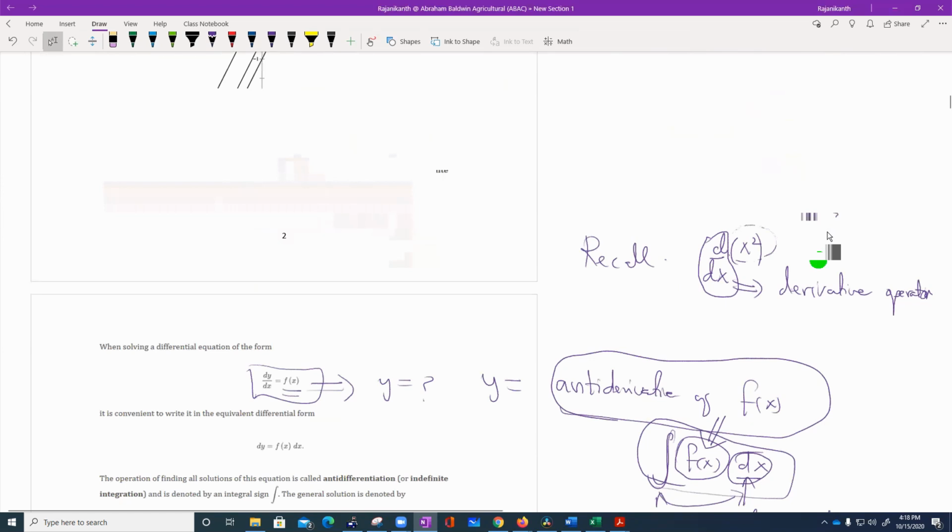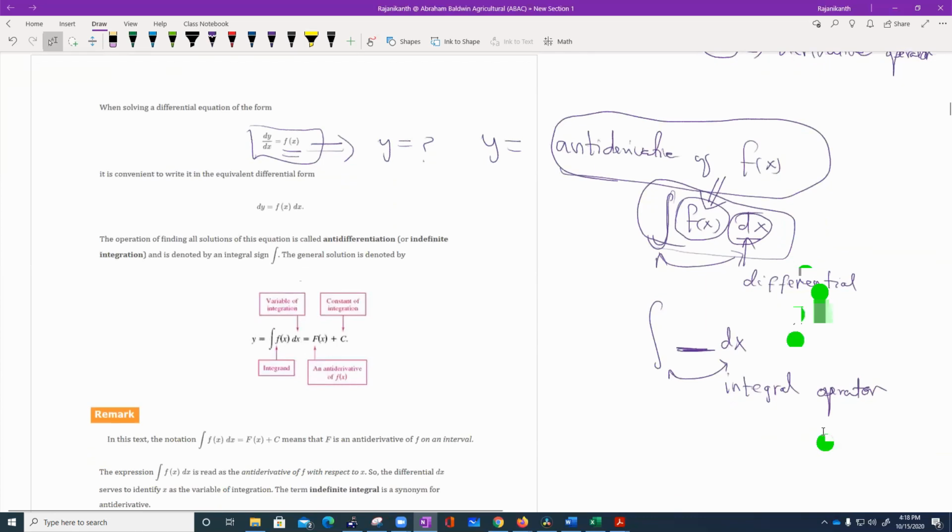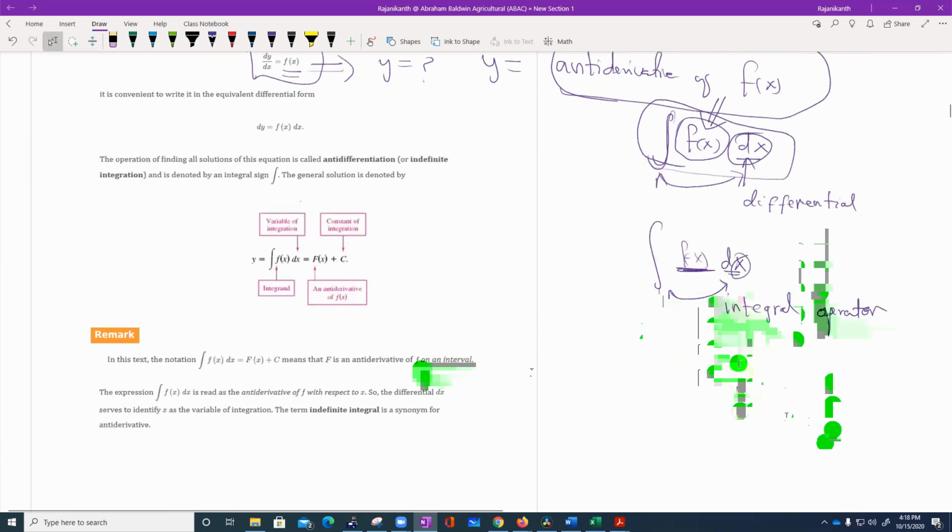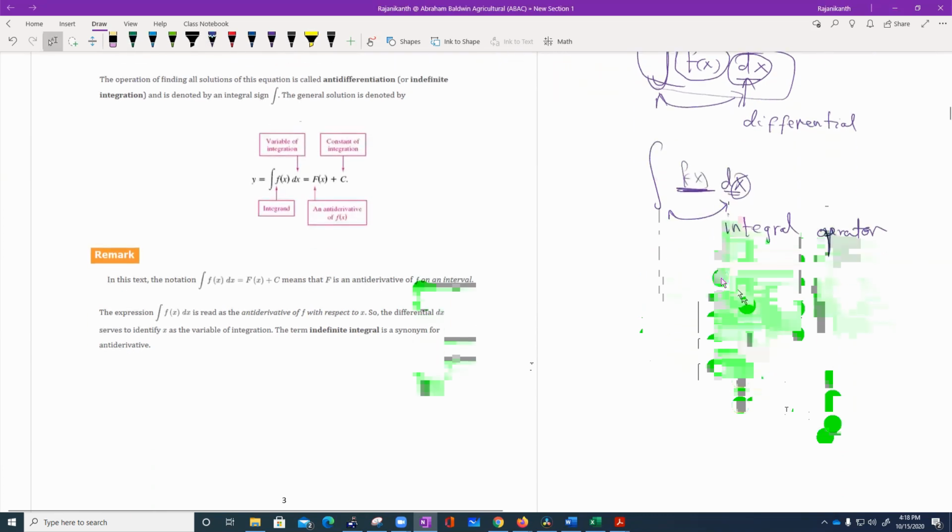Here you are free to choose any function to find the derivative with respect to x. Like that, here you are free to choose any function to find the integration with respect to x. This is the variable you have to have. Okay, now it is clear. If you are asked to find the antiderivative of 2x, they are simply asking you to find this.